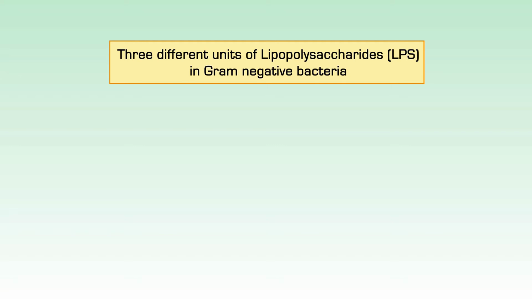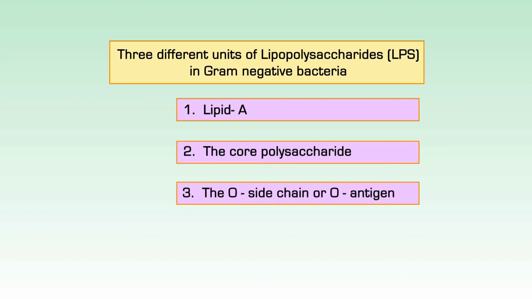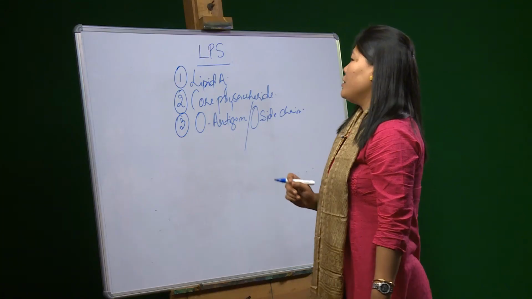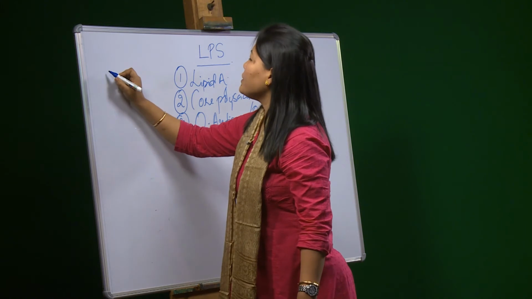This lipopolysaccharide is also termed LPS. LPS is classified into three subunits: the first one is lipid A, the second is the core polysaccharide, and the third one is the O side chain or O antigen. See here the typical diagram of the lipopolysaccharide.